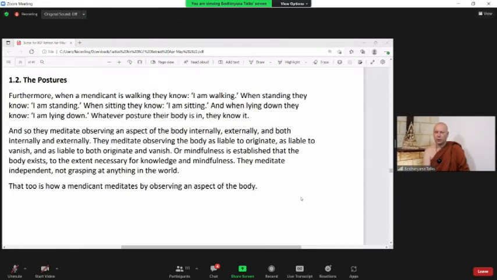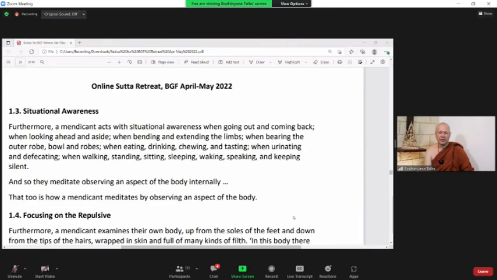I'm not going to talk much more about this because I've talked about this at length already. And just to note again that it does not really belong here. It belongs to an earlier part of the path before meditation practice. Then we have situational awareness, and this too belongs earlier on the path. So just for completeness, let me just read it out one more time. Furthermore, a mendicant acts with situational awareness.